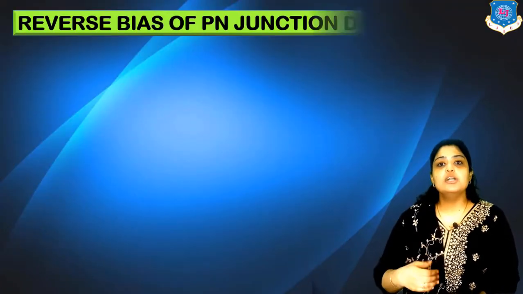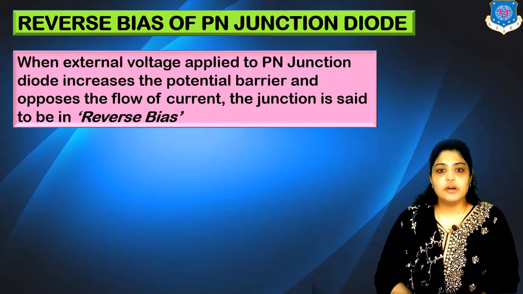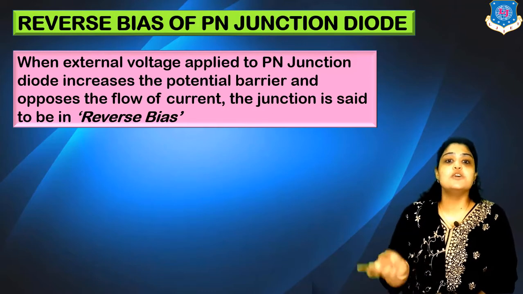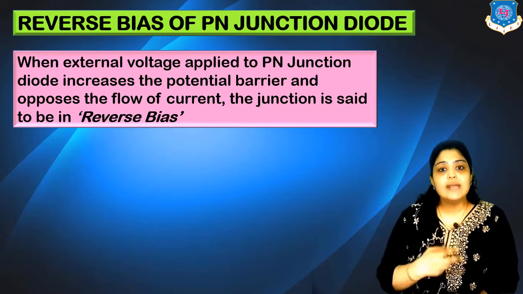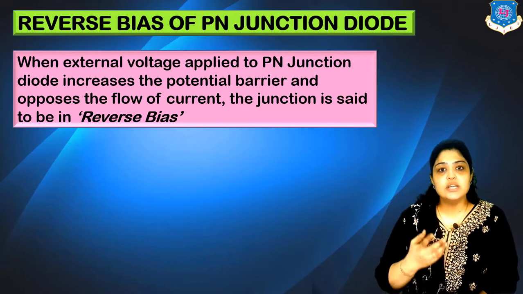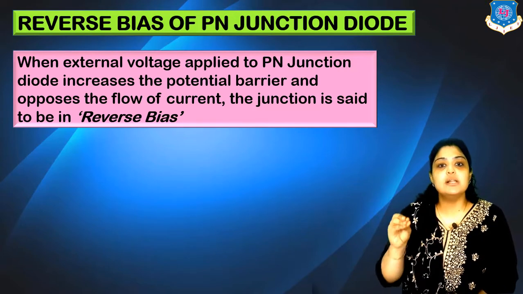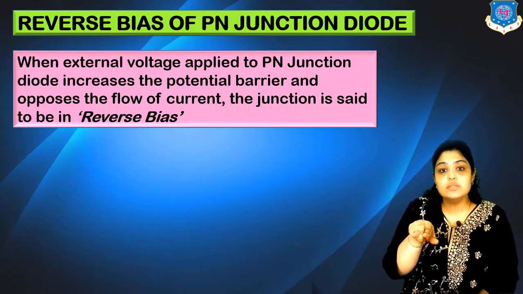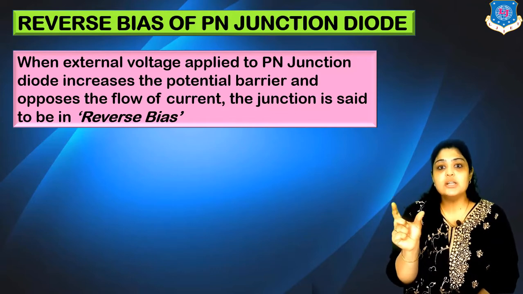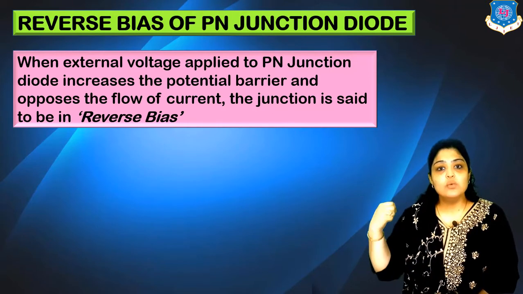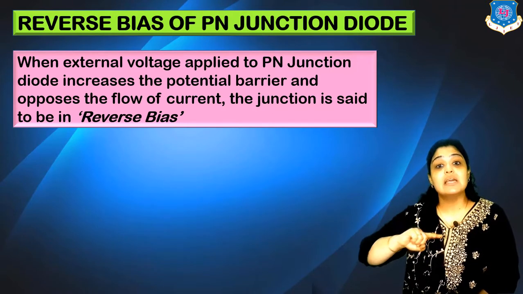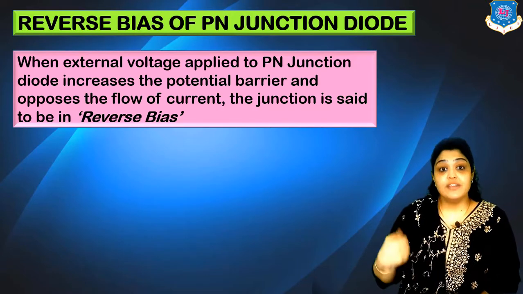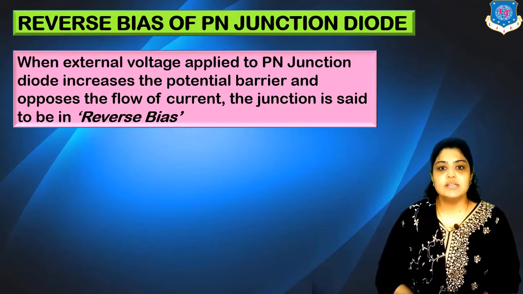Now let's move on to what is reverse bias of a PN junction diode. Reverse bias, the name itself says reverse, means it's the reverse of the earlier phenomenon. When external voltage applied to a PN junction diode increases the potential barrier, what used to happen in the earlier case? The potential barrier reduced. What will happen in this case? The potential barrier will increase. So if the external voltage applied to the PN junction diode increases the potential barrier and opposes the flow of current, we say that the junction is in reverse bias.